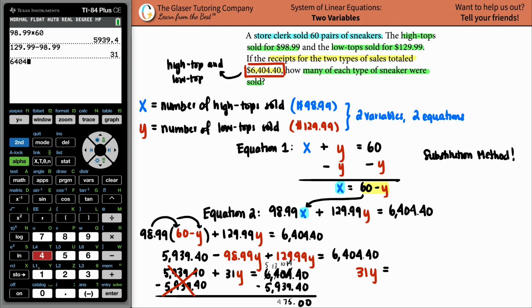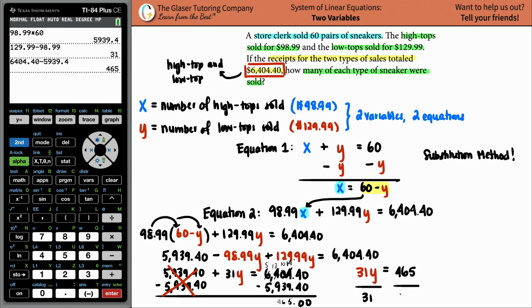Let's see. 6404.40 minus this number right here. Oh, yes. This goes down 1. That's right. So 465. If you want to keep the 0.00, you can. I'm just not going to do that. And then we're just going to divide by 31. And let's see what we get.